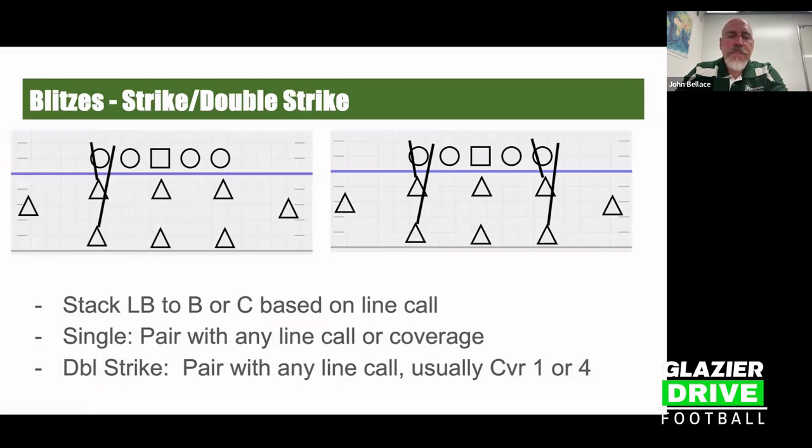Very simple. We'll typically put most of the blitz package in one session because it's pretty easy to do. If we call double strike, then again, it's just both guys going now. So this is a slant to the left side and double strike. These guys are both going right.